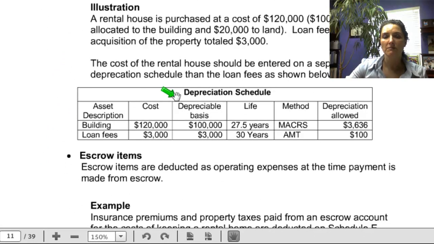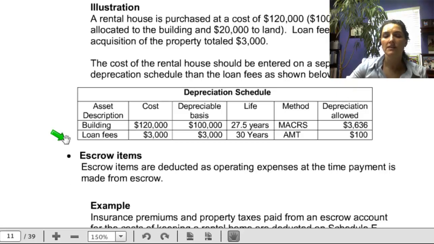$120,000. The depreciable basis of the building is $100,000, and that's because you're not allowed to depreciate the cost of land. The life of the building is 27.5 years. The method of depreciation is MACRS, and the annual depreciation amount allowed is going to be $3,636.